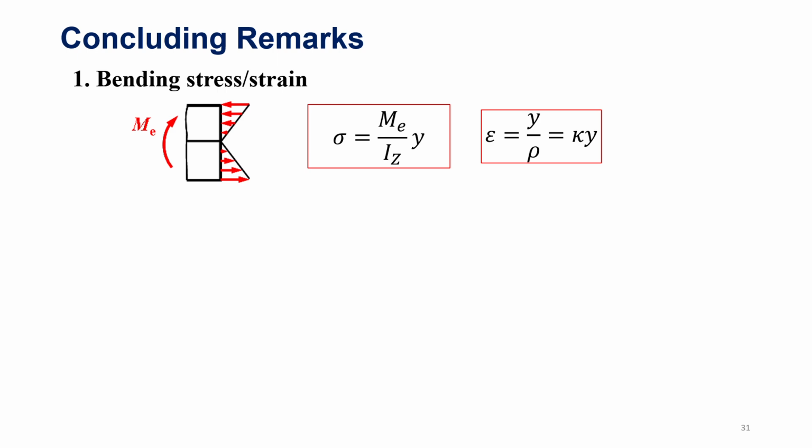Let's conclude what we learned today. The first important point is how to calculate the bending stress and bending strain for a beam subject to a bending moment. Here the stress and the strain both follow a linear distribution, and the stress can be calculated by M over Iz times y, and the strain can be calculated by y over rho, or kappa times y.